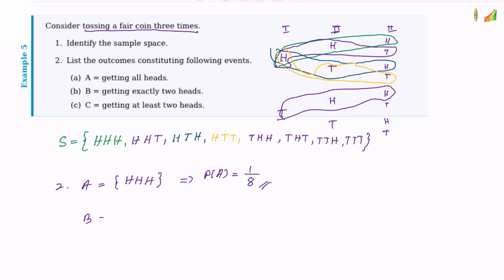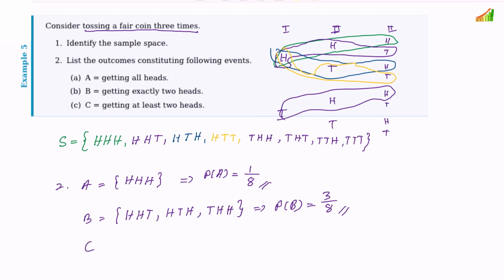Then B, getting exactly 2 heads, exactly 2 heads. Then what are the elements of B? H H T, 2 heads, H T H, 2 heads, T H H, 2 heads. That's it, right? So those are the only elements getting 2 heads. Therefore, what is the probability? Probability of B equals number of elements of B, it is 3, total 8, therefore 3 over 8.